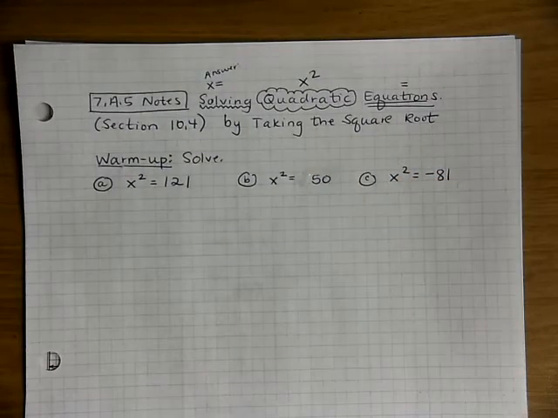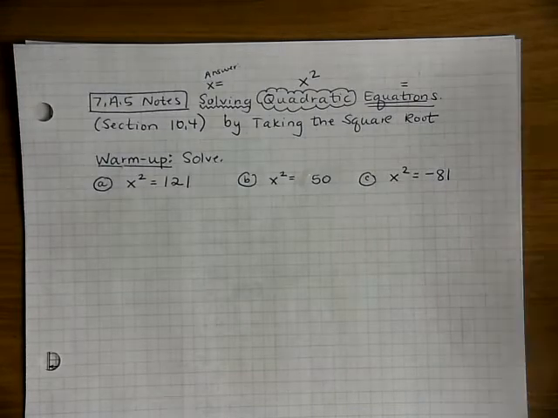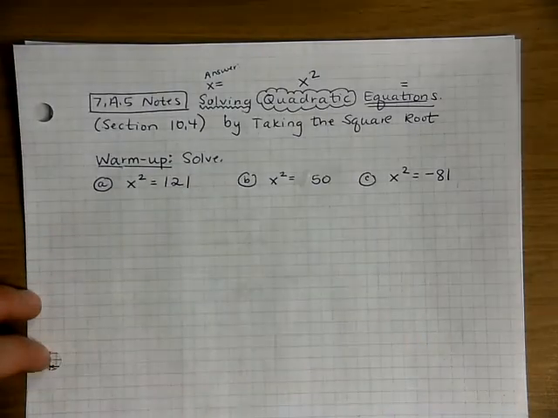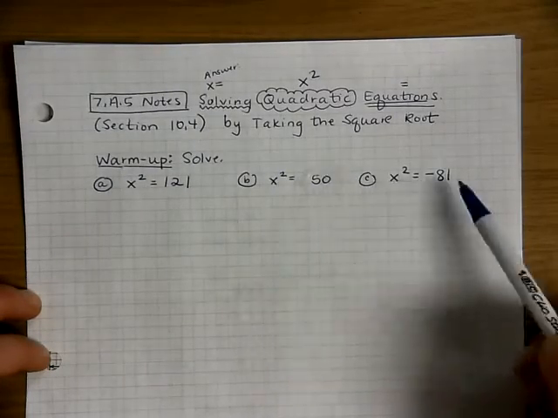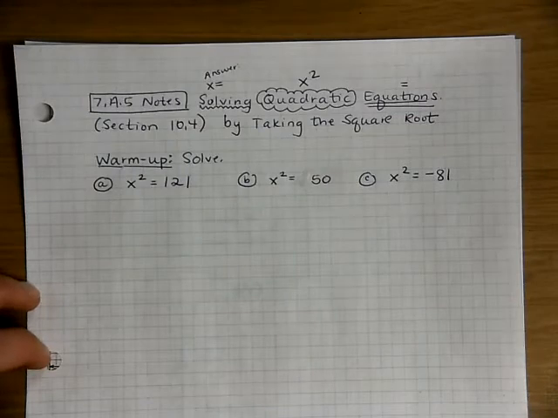So you can pause this video right now, and while the video is paused, go ahead and try and solve these equations. Remember, you're trying to figure out what could x equal so that when I square it, I get 121. What could x equal so that when I square it, I get 50? And same thing here. Go ahead and pause the video and solve these three problems.